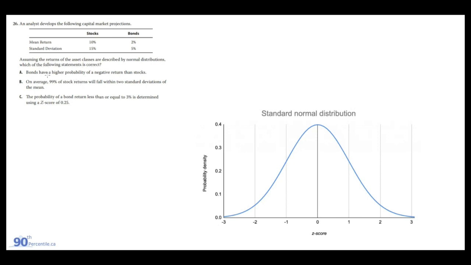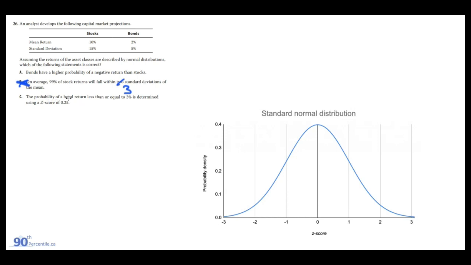So let's eliminate some easy ones first. So B, on average, 99% of stock returns will fall within 2 standard deviations. It's incorrect. That's 3. If it was 2 standard deviations, it would be 95% of returns would fall within 2 standard deviations here. So this one's incorrect.